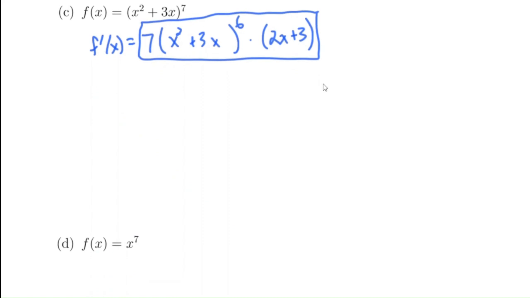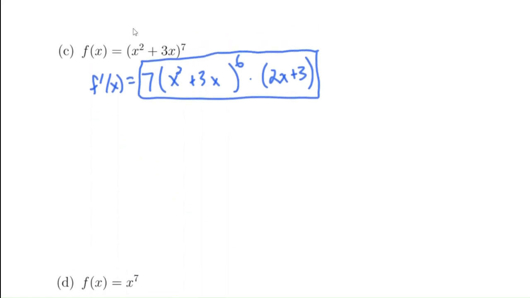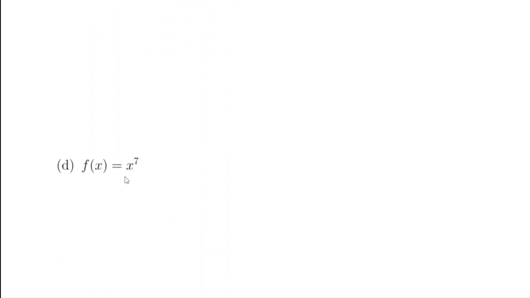Now, what about if we had just x to the 7th? I told you the derivative of something to the 7th was 7 times the something to the 6th times the derivative of the something. What if our something was just x? What would the derivative be? Well, the derivative of something to the 7th power is 7 times the something to the 6th power, but then isn't it times the derivative of the something? But what's the derivative of x? It's just 1.